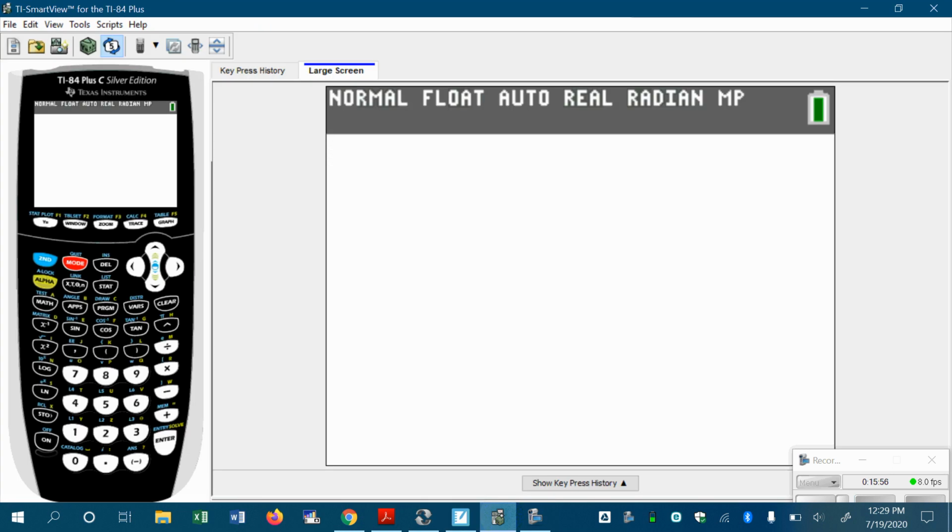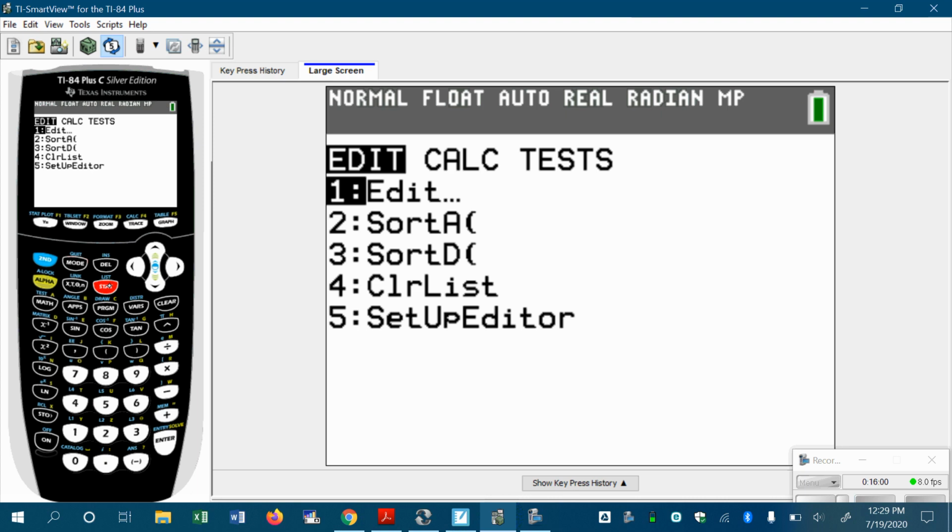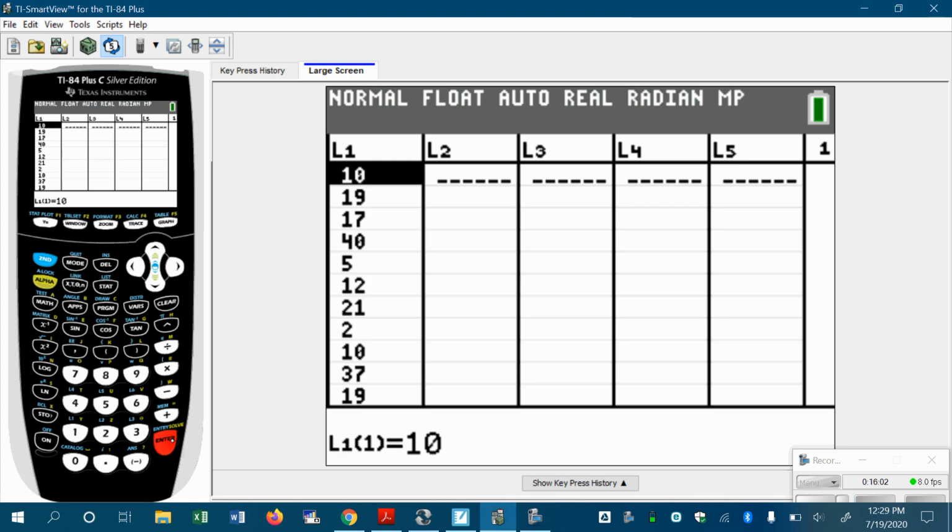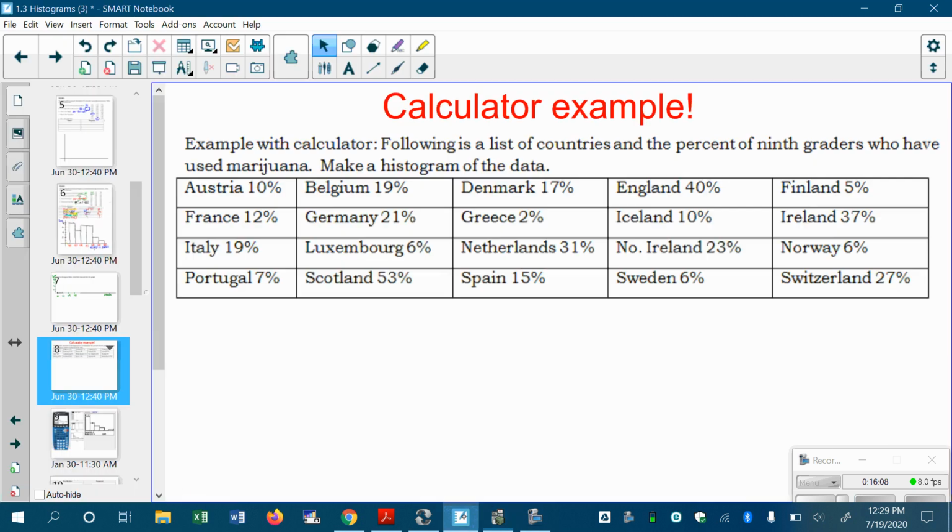So to remind you, we are going to go into Stat and into Edit, and then you're going to type all the numbers that you saw in that data set all into list 1. So I will go back to that. You can pause the video if you need to look at this for a while in order to type it into your calculator.